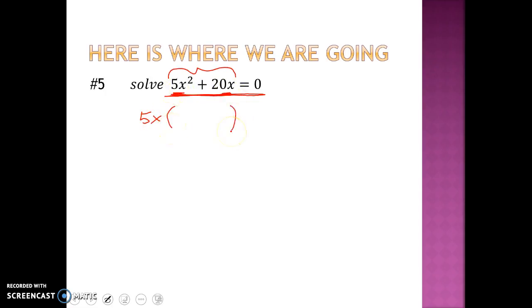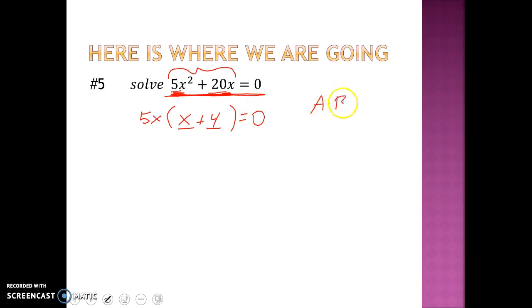And so then I'm going to figure out what do I multiply 5x by to get these two terms. Well, 5x times x is going to give me 5x squared, and 5x times 4 gives me 20x. So now I have this factored expression, and I have two things that give me 0.